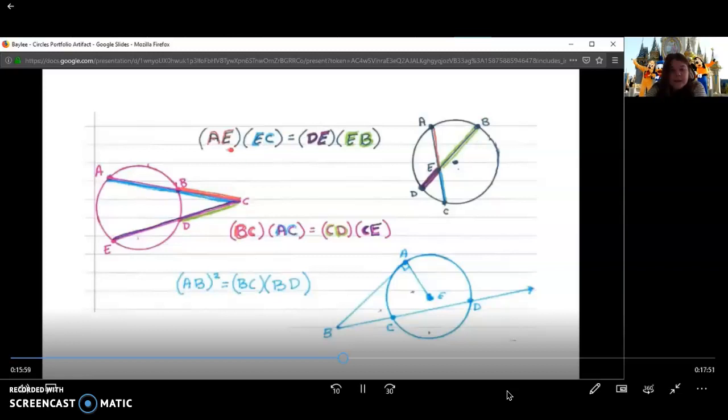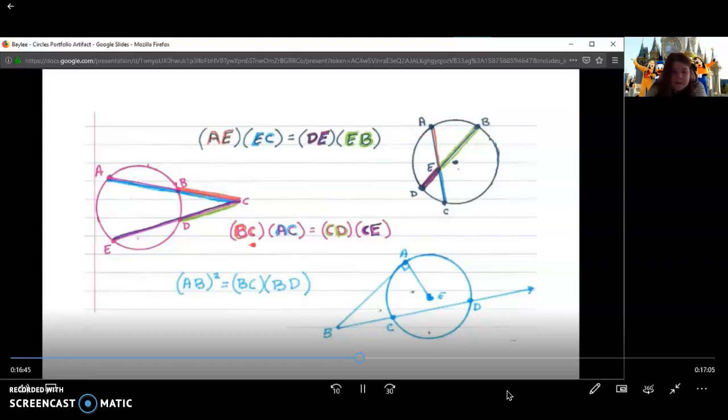This says that AE times EC in this picture over here. So we have line AE multiplied by EC. Right there, that is a chord, is equal to the same distance that DE times EB is going to be. So if you take this part of this line and this part of this line and you multiply it together, it's going to be the same as if you multiplied this part and this part of this line together.